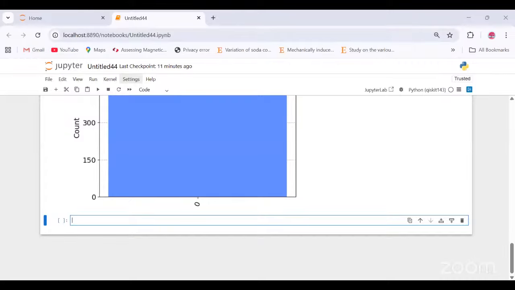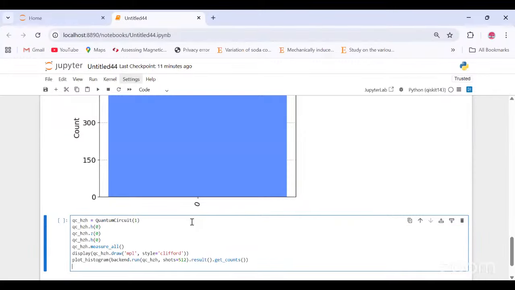Suppose now, see, we are importing the Hadamard gate and applying it around the Z. Hadamard gate applied on the Z. Then we are measuring all the things.